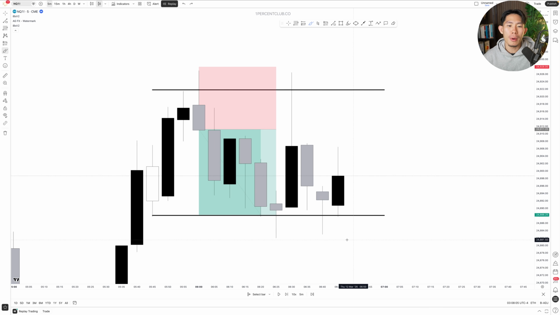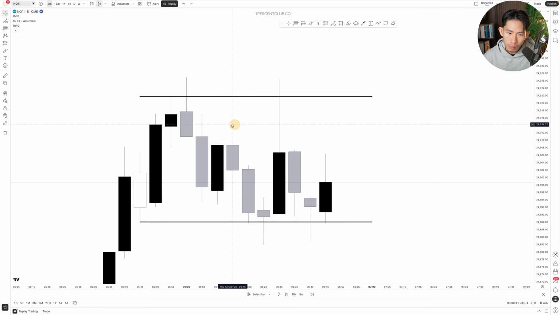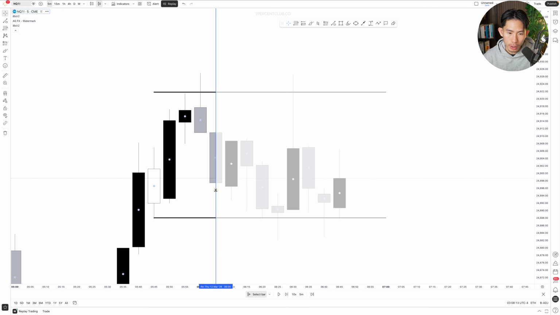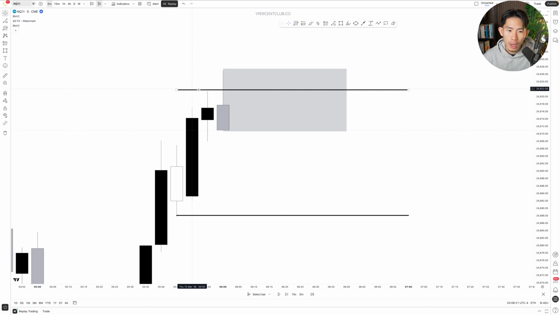Now, cool. Let's talk about the conservative version of the entry model in this case. Remember, after the liquidation candle, this is the entire liquidation candle. You can mark this as your supply zone, the supply zone that swept liquidity. We are not doing anything until price mitigates that supply zone. And just nice, the next candle actually mitigated that supply zone, that swept liquidity.